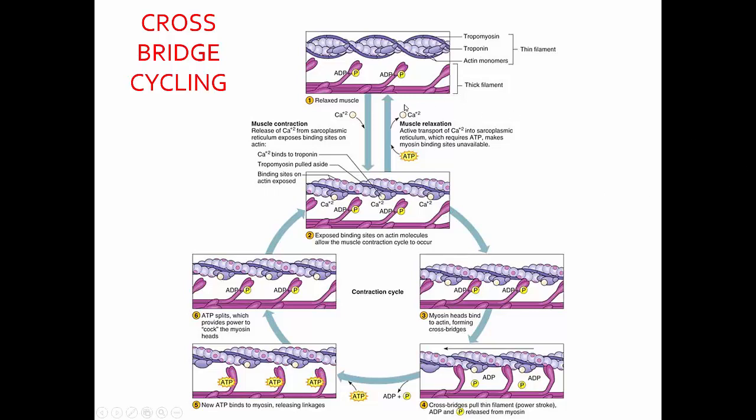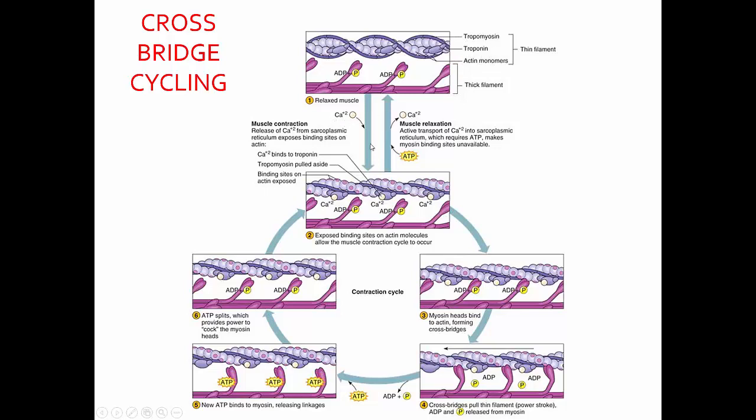Here's the image of the cross-bridge cycle, okay? It's called the cross-bridge cycle because when the myosin binds to the actin, that is called forming a cross-bridge. So here's a relaxed muscle, okay? There's a thick myosin filament and the thin filament, which includes the tropomyosin, troponin, and actin.